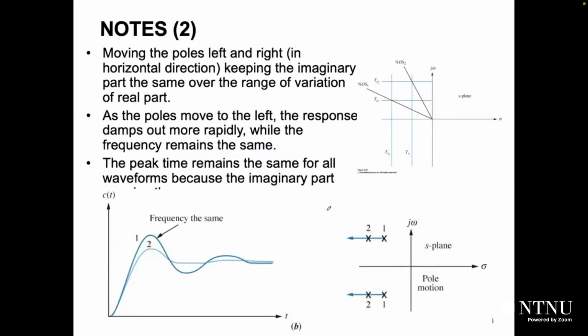Note number 2: moving the poles left and right in the horizontal direction. If we move the poles in the horizontal direction, we keep the imaginary part the same, right? So omega d will be the same, which is the damped frequency. As the poles move to the left, the response damps out more rapidly while the frequency remains the same. The frequency will be the same because omega d will be the same, right? But what will happen here? It will damp more rapidly while the frequency remains the same.